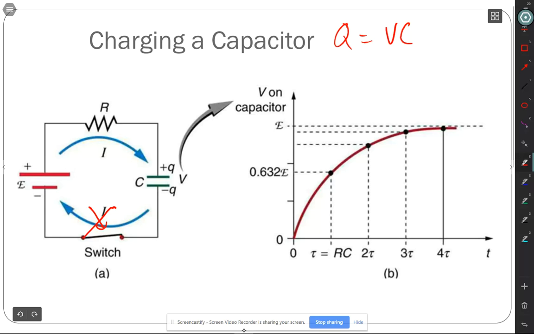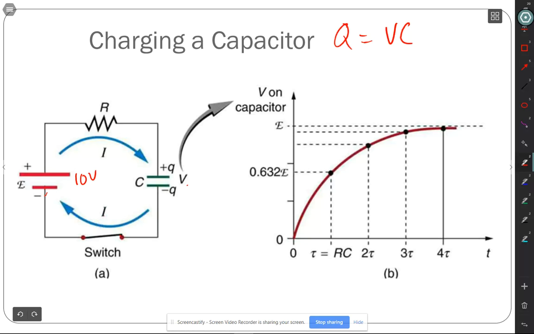Back to this. Initially the charge was 0. When you flip the switch, the charge on the capacitor remains 0, which means the voltage remains 0. So as soon as I flip that switch, the voltage on the capacitor is still 0. If this is 10 volts here and you have 0 volts here, then you have 10 volts across the resistor. So you're going to have current flow because of that 10 volts across the resistor. You can use Ohm's law, I equals V over R, and you're going to have a bunch of current flowing. But as soon as current flows, what's that going to do to the capacitor?